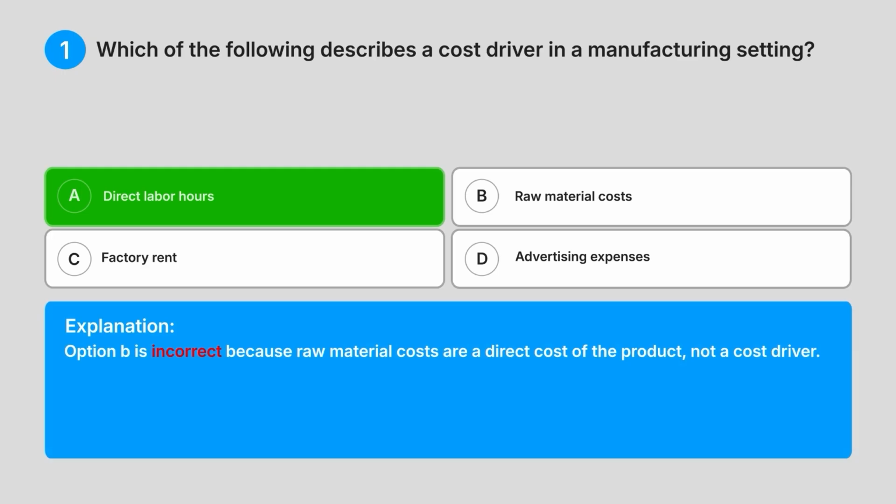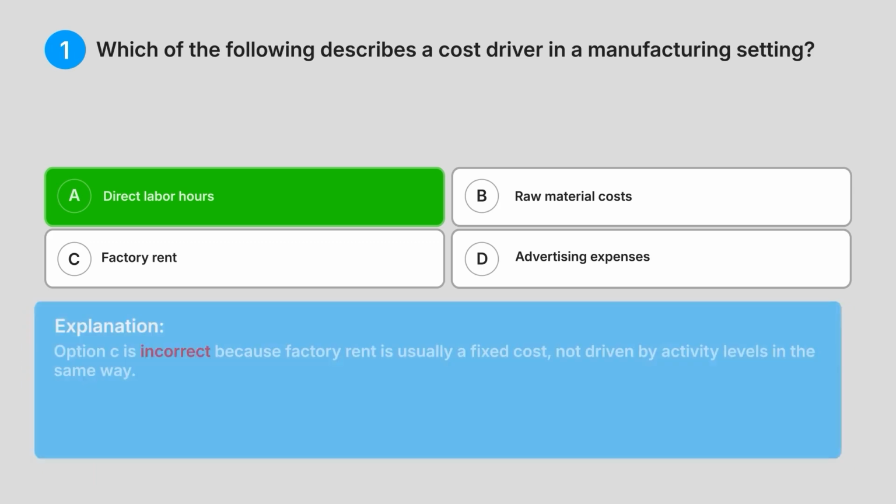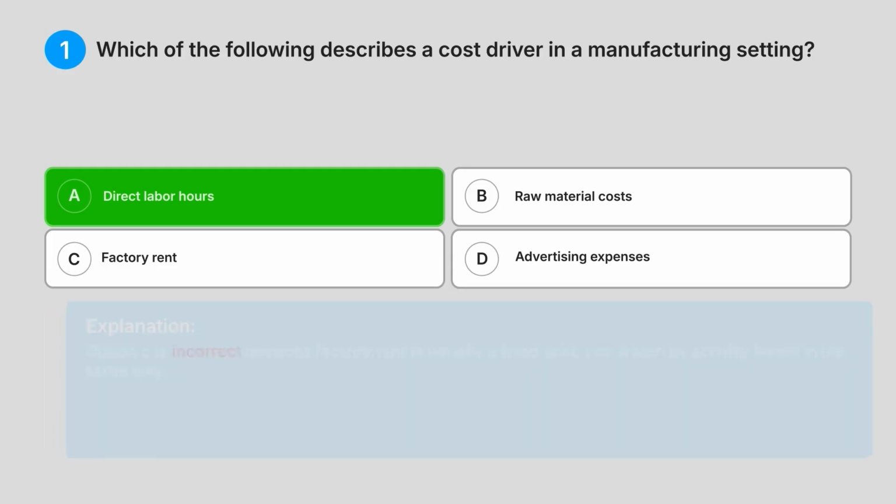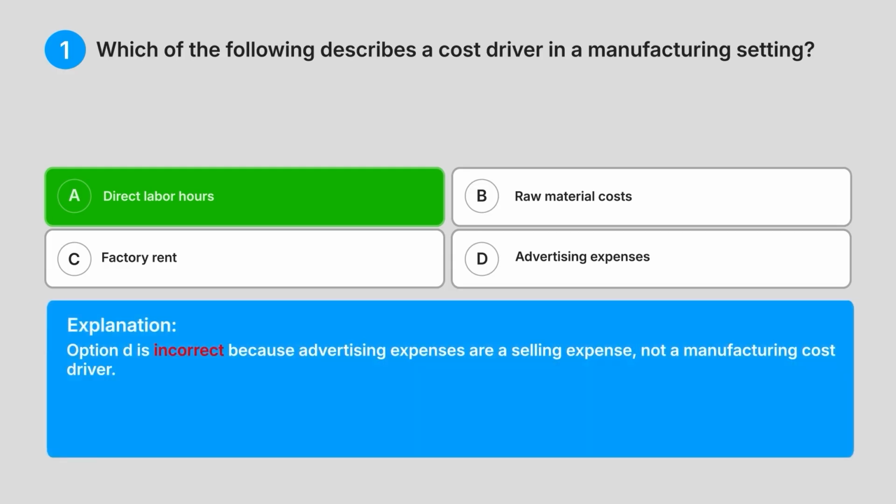Option B is incorrect because raw material costs are a direct cost of the product, not a cost driver. Option C is incorrect because factory rent is usually a fixed cost, not driven by activity levels in the same way. Option D is incorrect because advertising expenses are a selling expense, not a manufacturing cost driver.